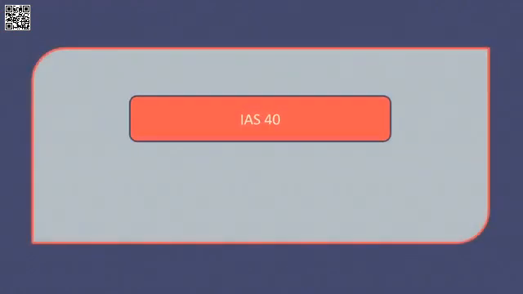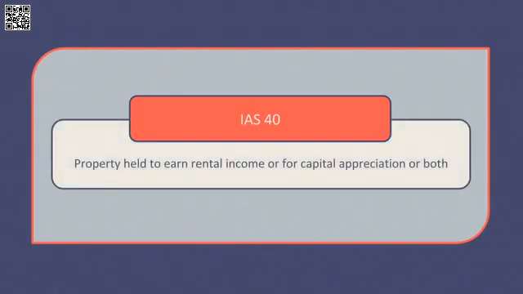Now, what about the rental property? We apply IAS 40 investment property. This standard defines an investment property as a property held to earn rental income or for capital appreciation or both. Sushi Inc. is holding the property for rental income, so it is an investment property under IAS 40.